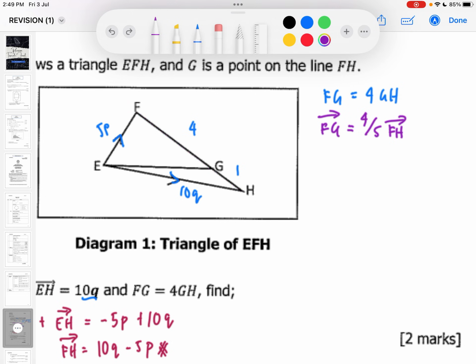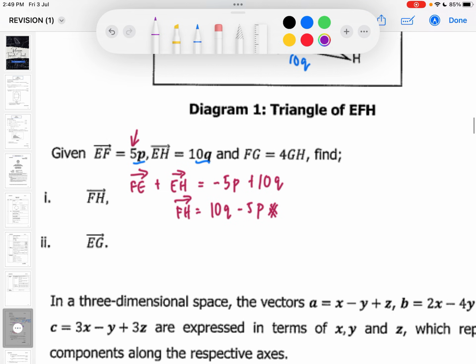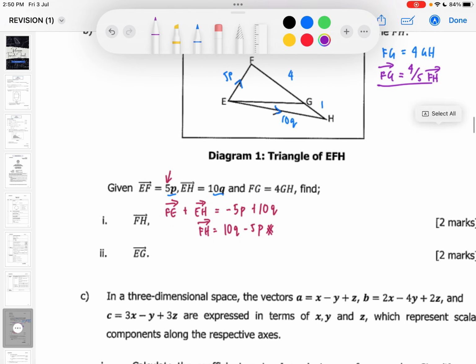So basically what I'm trying to say is, this is FH, right? Right now, FG takes up only this part, which is 4/5. Okay, so that is how it works. Since we already have that information, what we need to do is find EG.